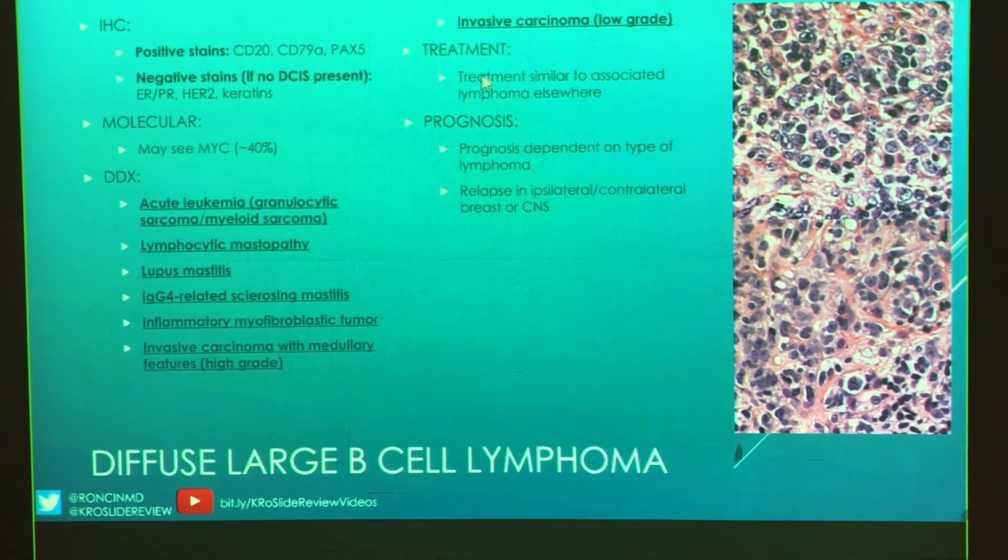Treatment is going to be similar to lymphoma elsewhere, so for B cells, that would be things like rituximab or Rituxan, because that's an anti-CD20. And then prognosis really depends on the type of lymphoma you have. They can have relapse either in the same or other side of the breast, and also CNS. Always remember, lymphoma likes to go to CNS, and most of the lymphomas that you see in the brain almost invariably are going to be diffuse large B-cell lymphoma.